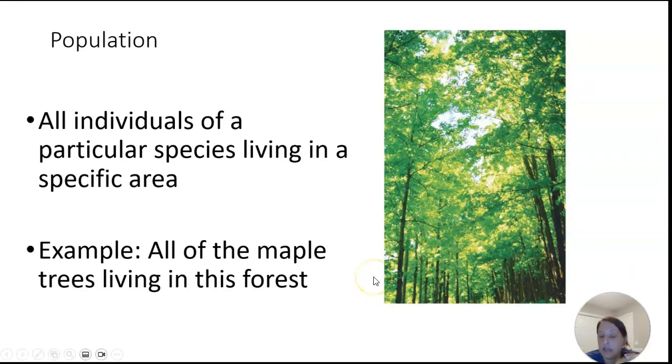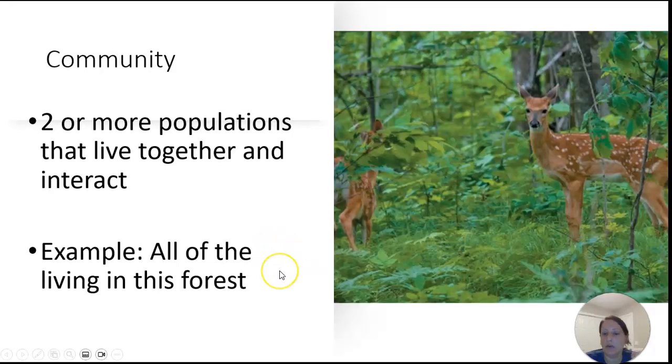Okay. If I'm looking at the collection of maple leaves in my forest here, that's going to constitute a population. So a population is going to be all of the individuals of a single species living in the same area at the same time. That's going to make up our population. Community is the next level of complexity, and so a community is going to include all of the populations of all species that live together and interact in a particular area. So it's going to be, in this example, all of the living things in this forest.